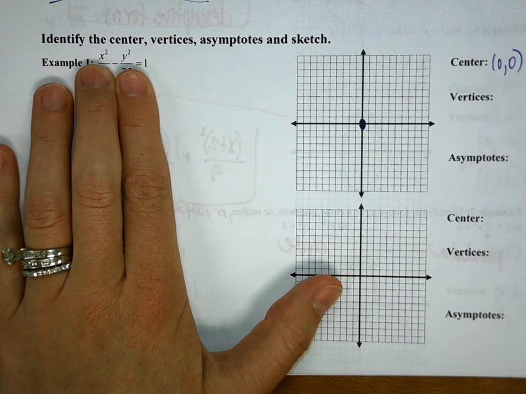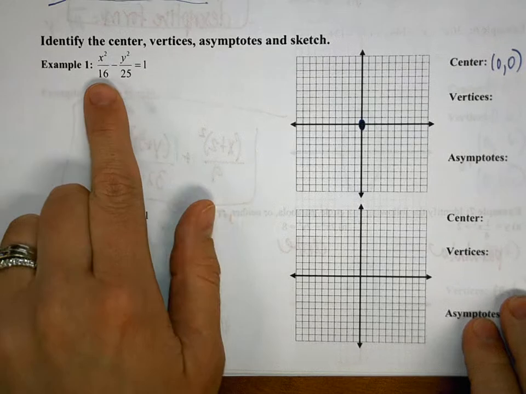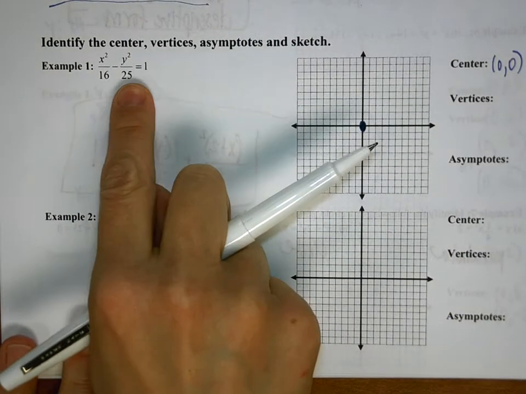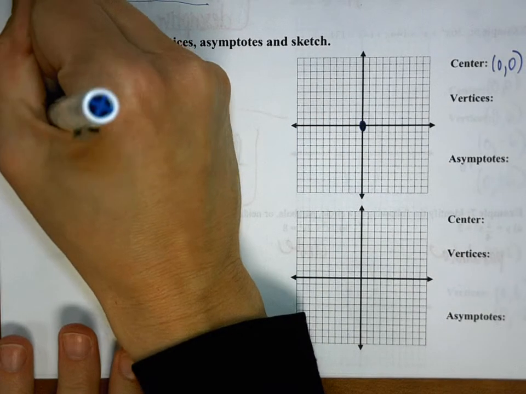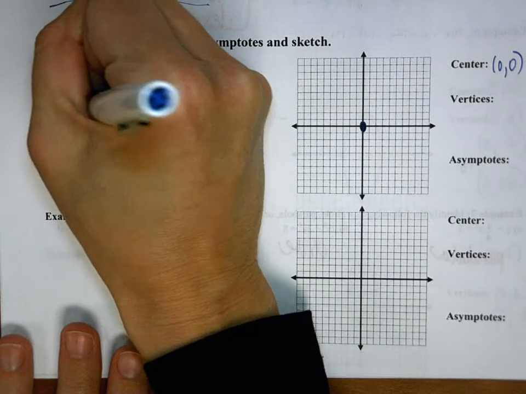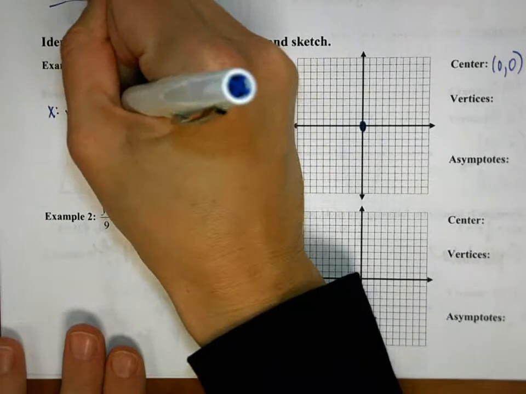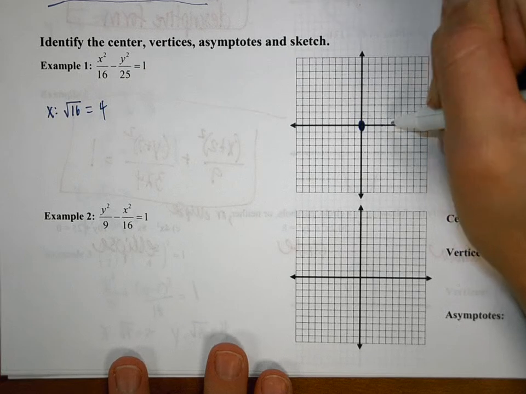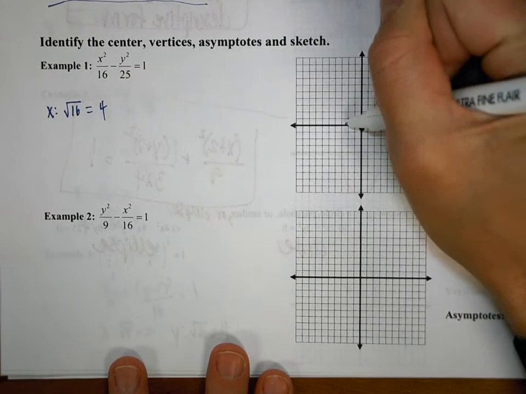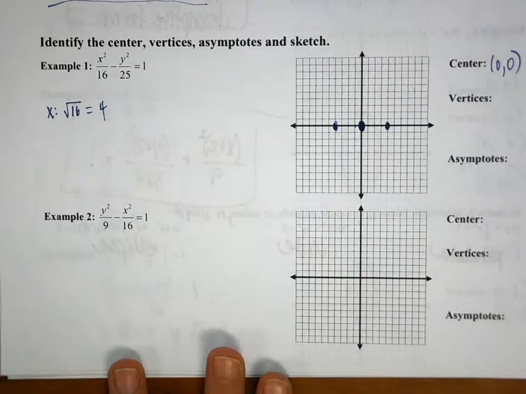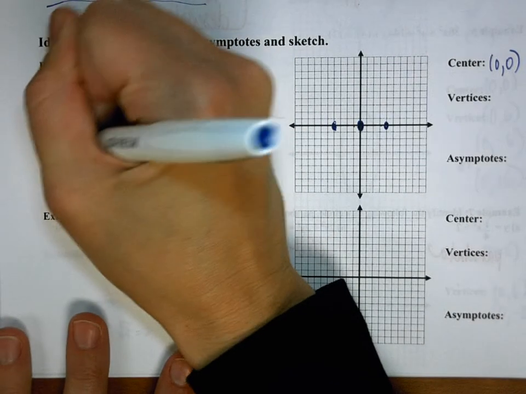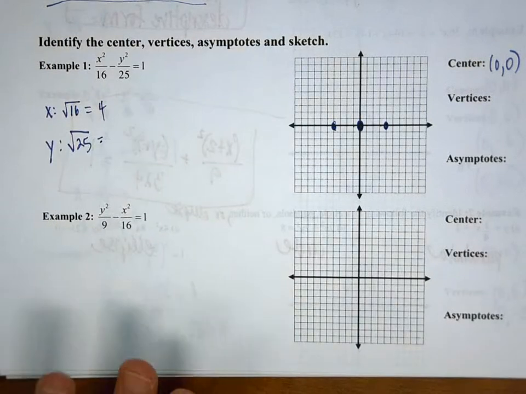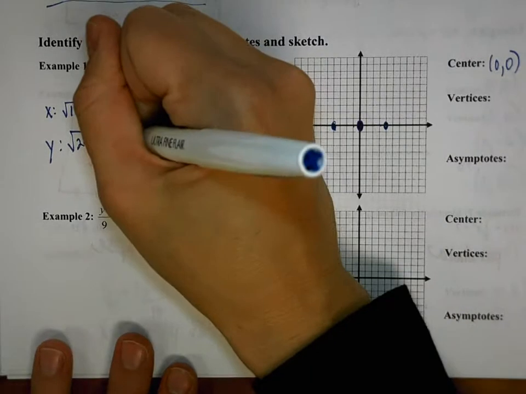Okay, focus please. Now let's do what we did with our ellipses and figure out how far we need to go out on each of the x's and how far we need to go on each of the y's. So on my x, we're going to take the square root of 16, which is 4. So I'm going to go right and left 4 on the x-axis. 1, 2, 3, 4. And 1, 2, 3, 4. Then we're going to go to the y, and I'm going to take the square root of 25, which is 5. So that means I'm going to go up and down 5.